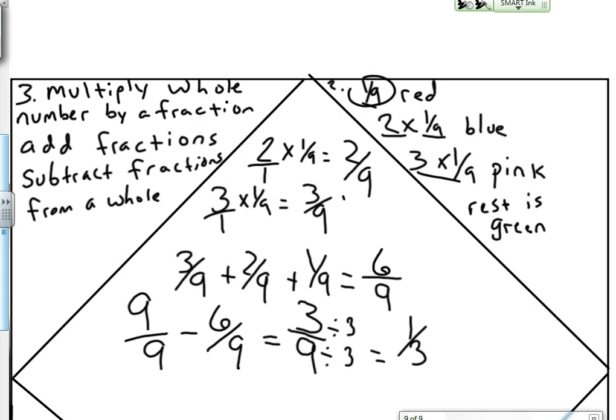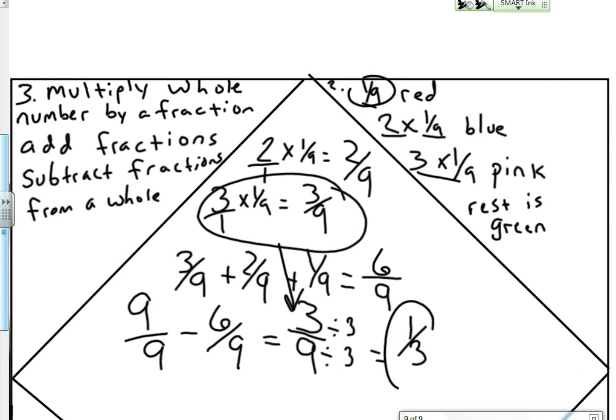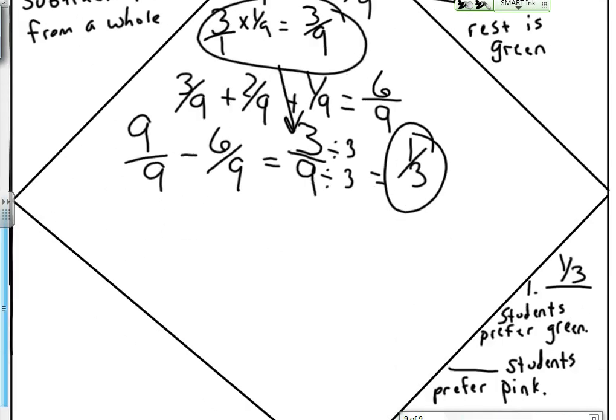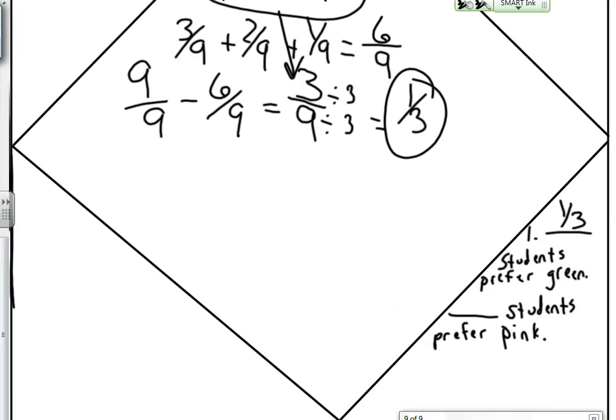Now, the second part of our problem was pink. And I knew that that was 3 times 1/9, which is 3/9, which happens to be the same as the green. So I've already simplified that down to 1/3. So I'm going to plug that back in to here. So my answer statement reads 1/3 students prefer green, 1/3 students prefer pink.